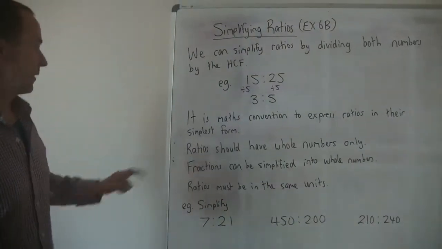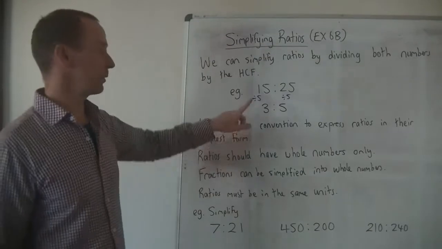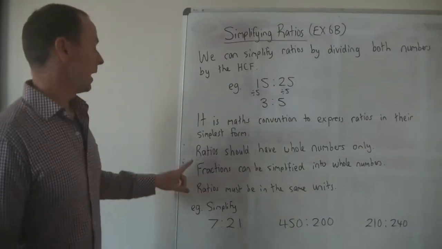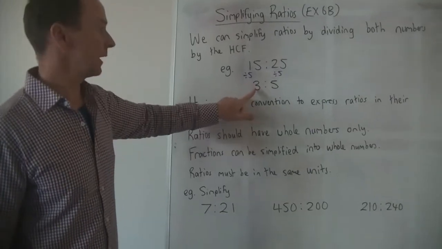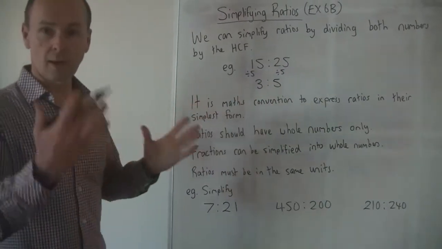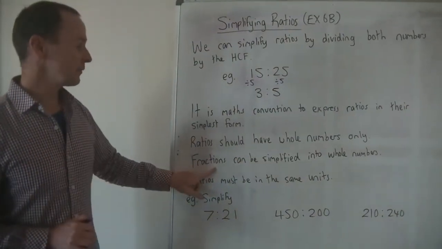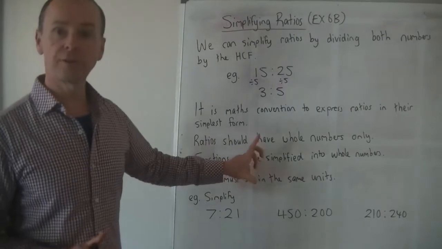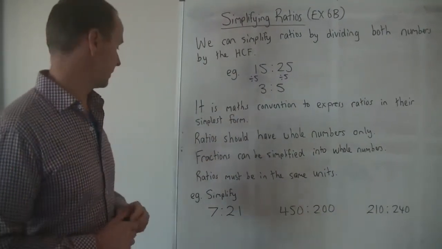Okay, a few little notes. It's maths convention to express ratios in their simplest form, so 3 to 5. Ratios should have whole numbers only. So you don't say something like 3.5 to 5. I'll get to that in a minute. You have to make them both whole numbers. Same as fractions. If you've got fractions in a ratio, you've got to do something to make them whole numbers, and I'll show you in a second.